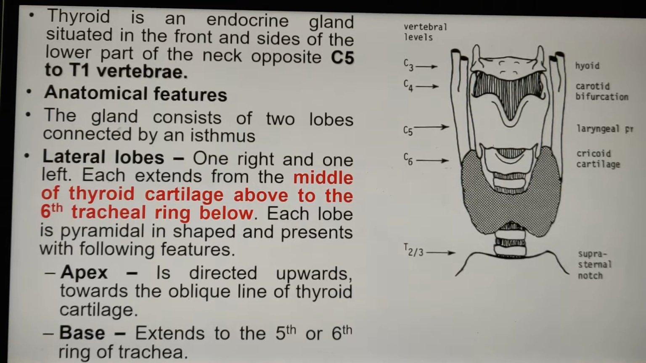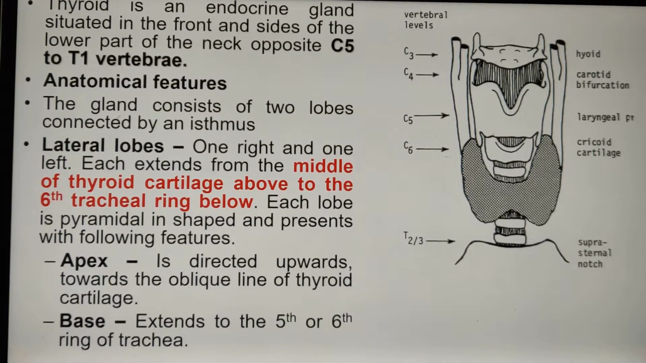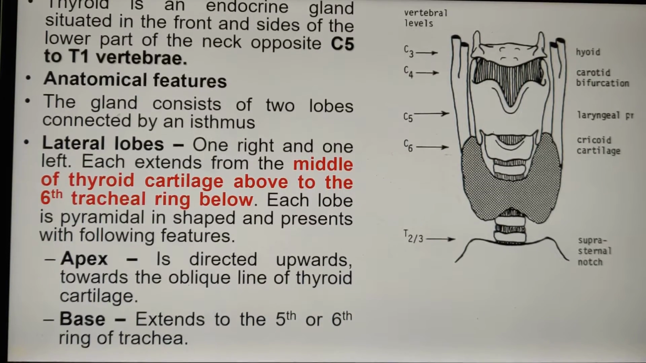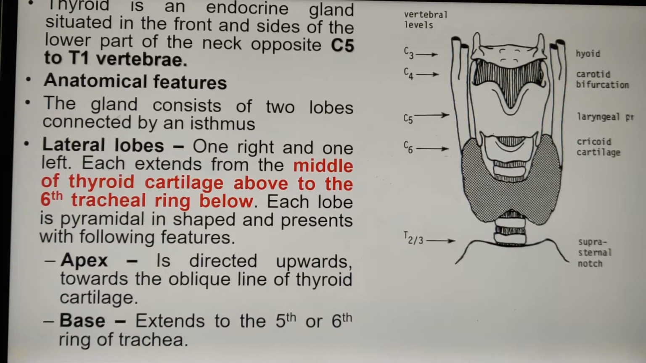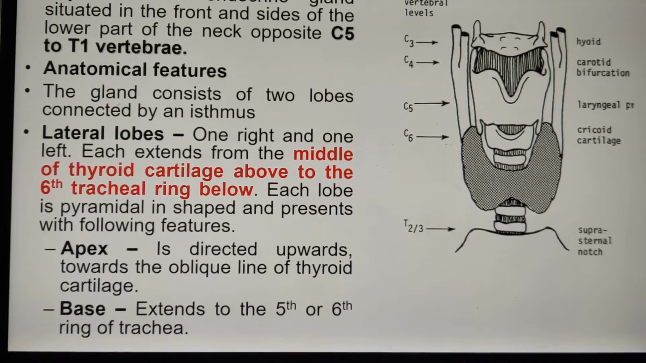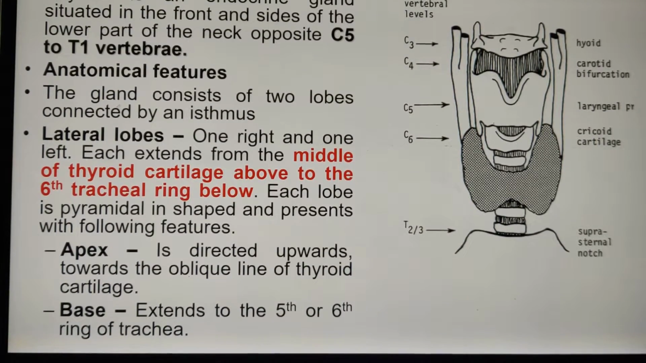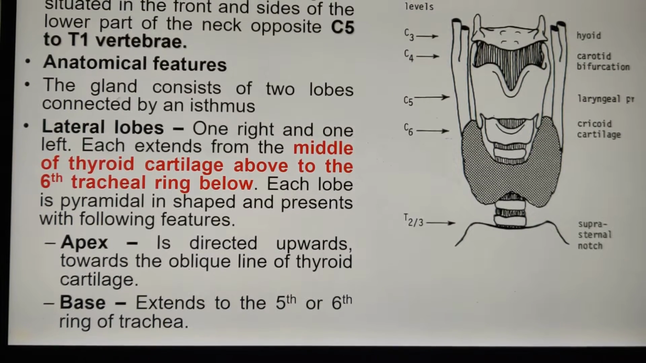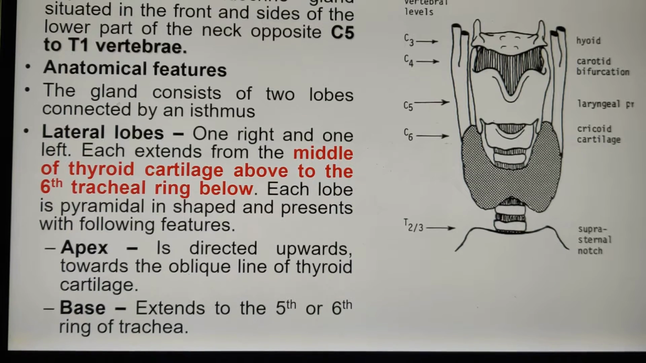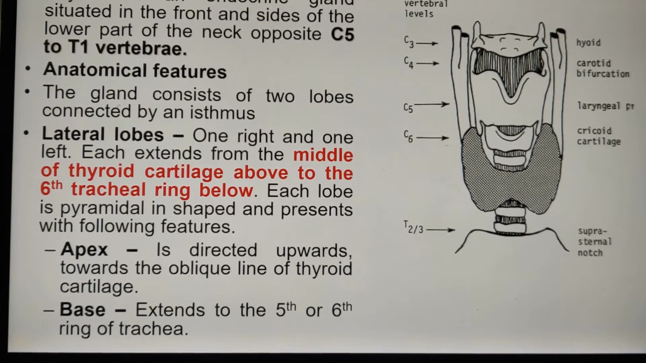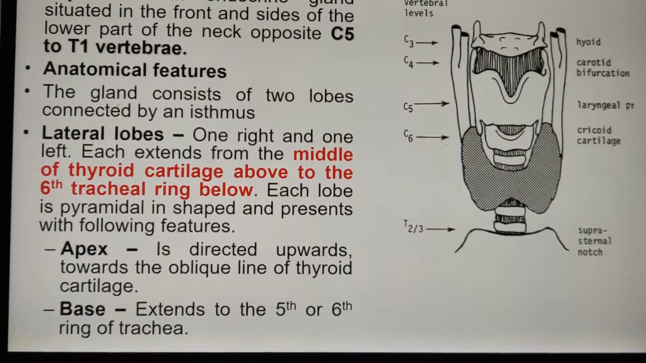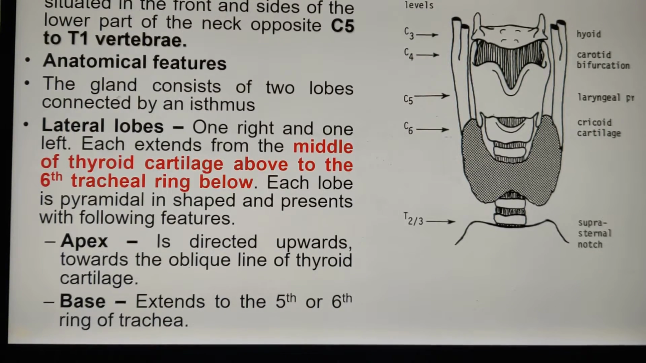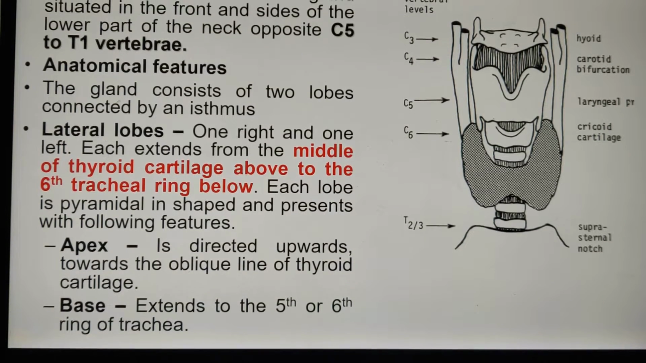The thyroid gland is an endocrine gland situated in front and at the side of the lower part of the neck, opposite to the C5 to T1 vertebrae. Anatomical features: the gland consists of two lobes connected by the isthmus. The lateral lobes, one right and one left, each extend from the middle of the thyroid cartilage above to the sixth tracheal ring below.